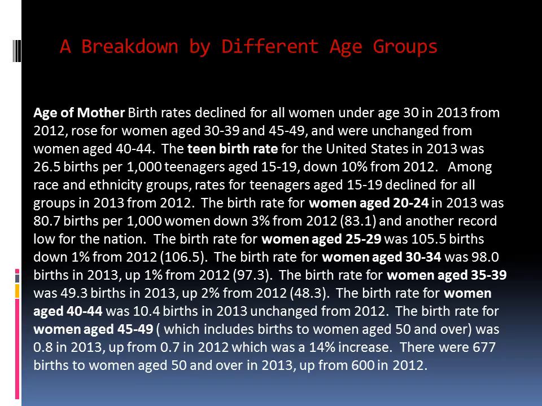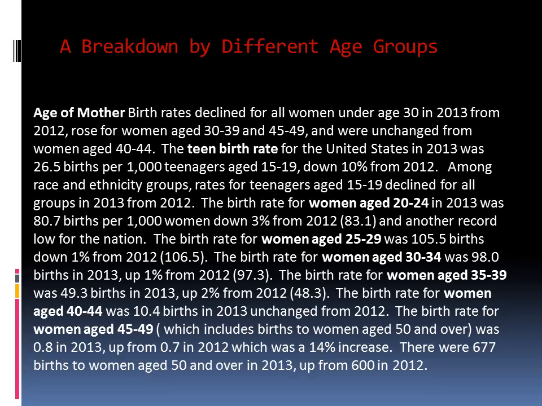According to some of our charts and tables that we've included, there is a breakdown by different age groups. We will show that birth rates declined for all women under age 30 in 2013 from 2012. The rate rose for women aged 30 to 39, 40 to 49, and it was unchanged for women aged 40 to 44. The teen birth rate for the United States in 2013 was down 10% from 2012.